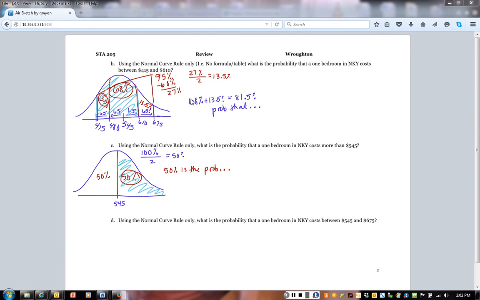Alright, last one of these, we're going to find the probability that it costs between $545 and $675.